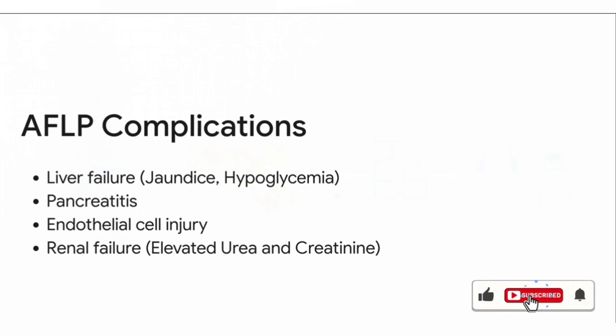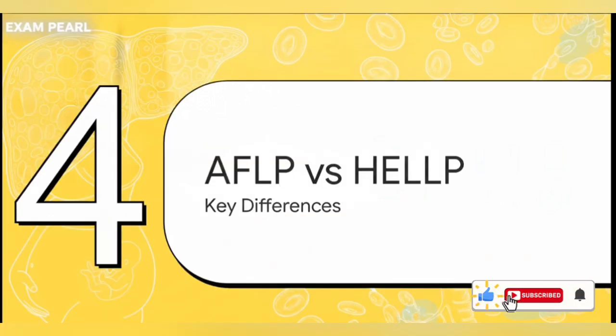The free radicals trigger acute pancreatitis, widespread endothelial cell injury, and associated renal failure marked by increased serum urea and creatinine. Basically, it is a massive multi-organ disaster. Section 4, AFLP versus HELLP Syndrome.